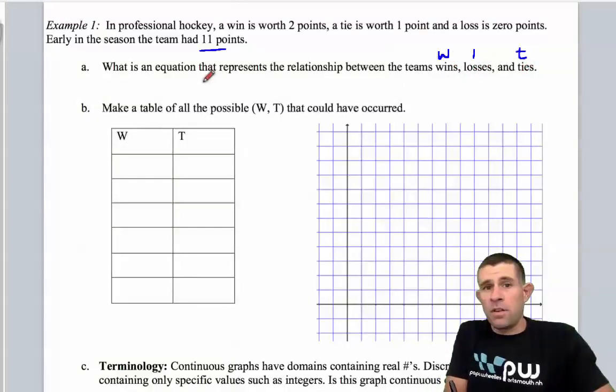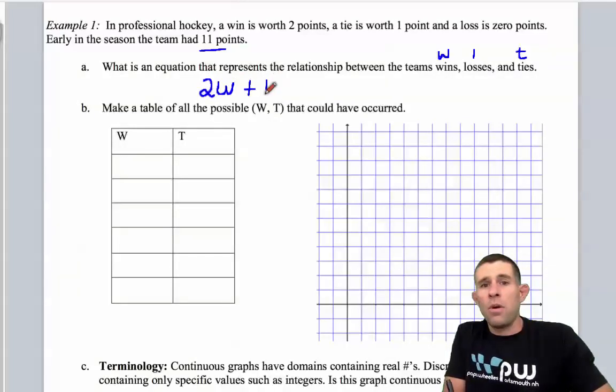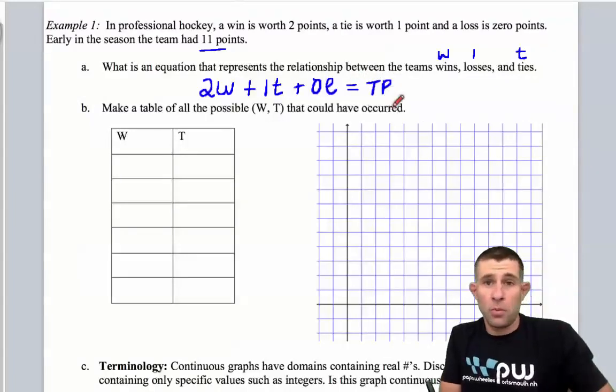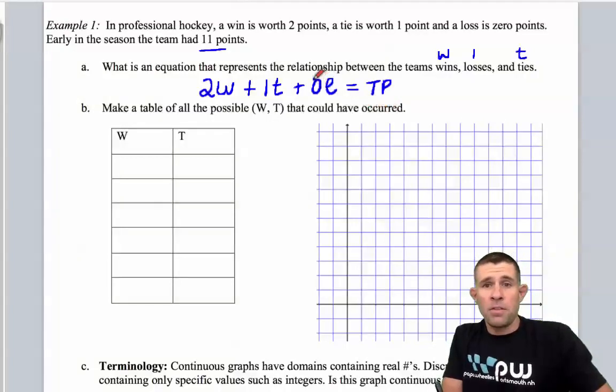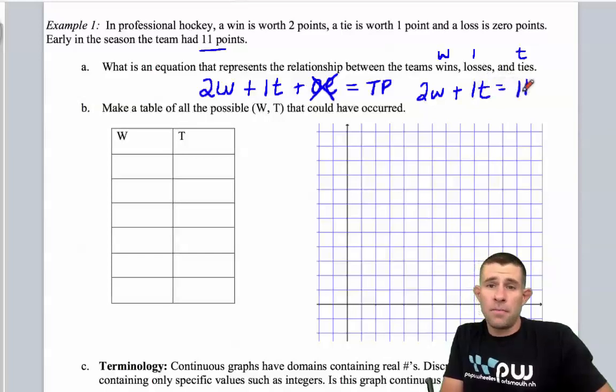Let's write that equation. Here's what it looks like. 2 times the number of wins, so that's 2 times W, plus 1 times the number of ties, plus 0 times the number of losses. Now, that should always be equal to our total points. Well, in this case, our total points are 11, and also in this case, 0 times anything would just cancel itself out. So let's simplify this equation to 2W plus 1T is equal to 11.